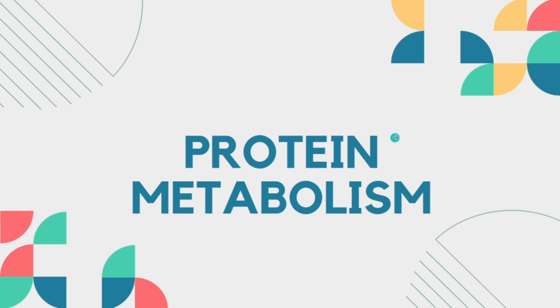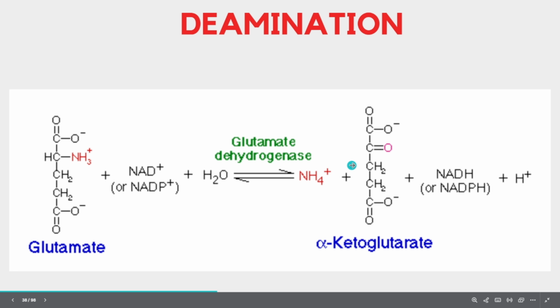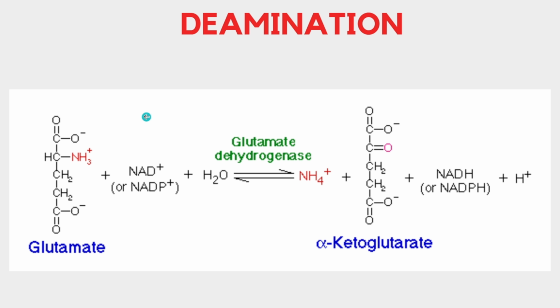Next, we will go through the second main function of the liver, which is protein metabolism. There are three major processes of protein metabolism, as I mentioned: deamination, the ornithine cycle, and transamination. But deamination and the ornithine cycle are compounded together. Deamination is the first step of protein metabolism in the liver.